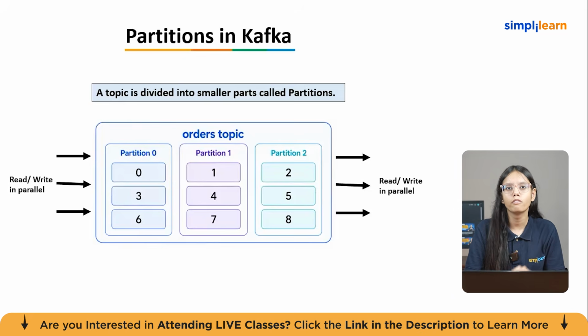Imagine a supermarket with only one billing counter. If hundreds of people are waiting, the line becomes slow. But if there are 5 billing counters, more people can be served at the same time, right? So partitions work in a similar way. They divide the data so Kafka can read and write messages in parallel. This is one of the reasons Kafka is so fast.